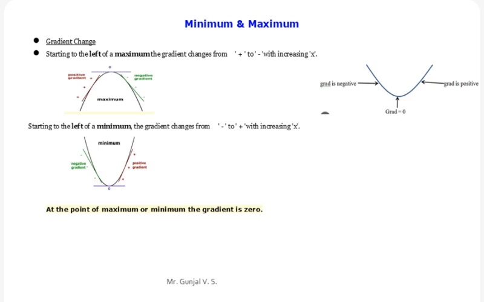When moving to the left of a maximum, the gradient changes from positive to negative and vice versa for a minimum. At the point of maximum or minimum, the gradient is 0.